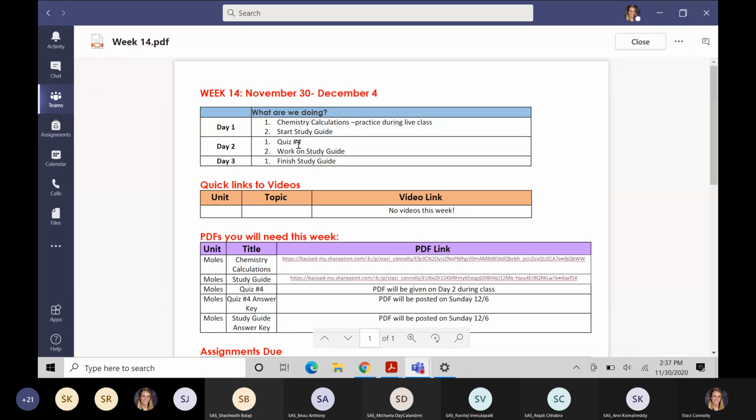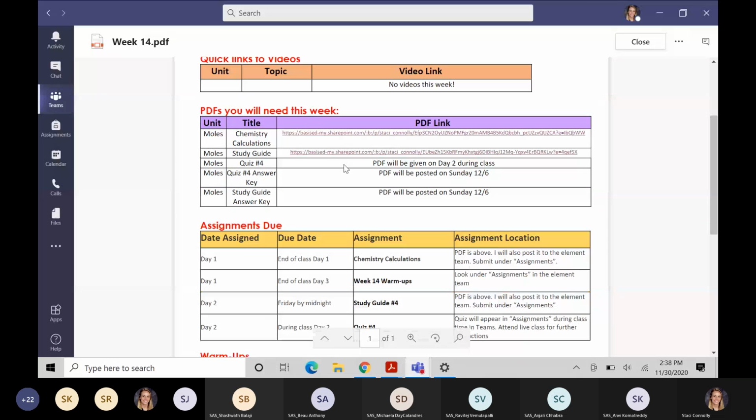Tomorrow we're going to have a quiz. The quiz is going to cover some nomenclature, meaning some formula writing, as well as the type of things we're going to be going over today. It's going to cover basically pages 18 through 22 in your binder, as well as writing names and formulas. On day 3, I'm going to give you time to finish the study guide.